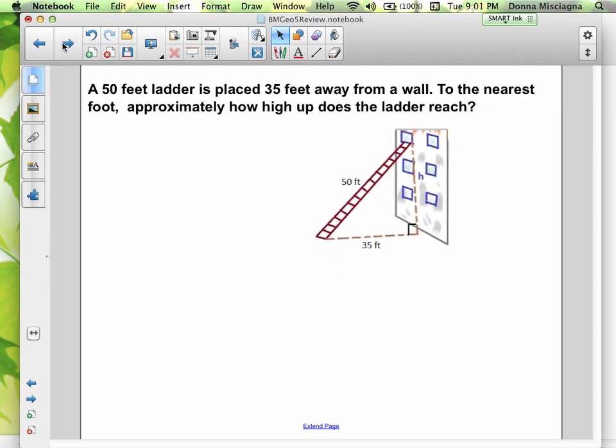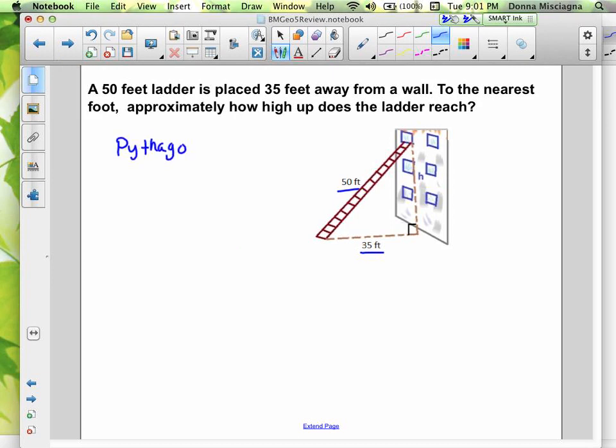All right, so we have a 50-foot ladder is placed 35 feet away from a wall. To the nearest foot, approximately how high does the ladder reach? Okay. Well, this problem here, we've got two sides of a right triangle, and if you have two sides of a right triangle, don't use your trig ratios. Instead, you're going to use Pythagorean theorem because you don't have an angle measure. So if you have two sides of the triangle, use Pythagorean theorem. Okay? So just make sure you set it up right.